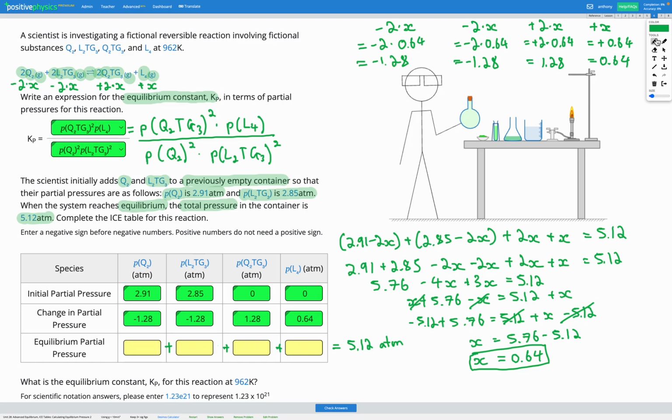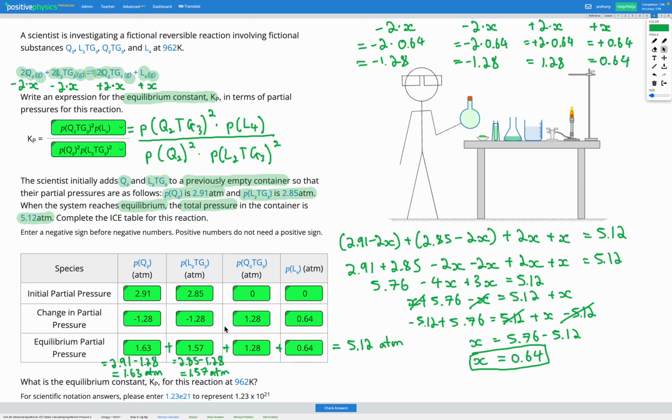So let's do that now. So here we've got 2.91 minus 1.28. That gets 1.63 atm as our partial pressure. Then for L2TG3, we've got 2.85 minus 1.28. That gets us 1.57 atm as our partial pressure. For Q2TG3, our initial was 0, so 0 plus 1.28 is just 1.28. And the same for L4, our initial was 0, and 0 plus 0.64 is just 0.64.